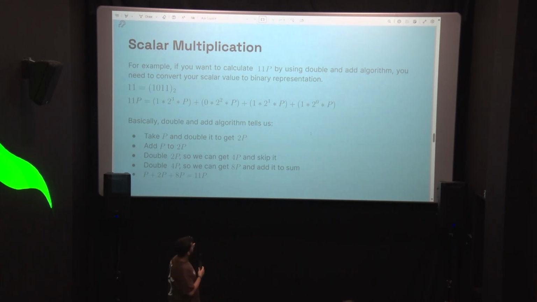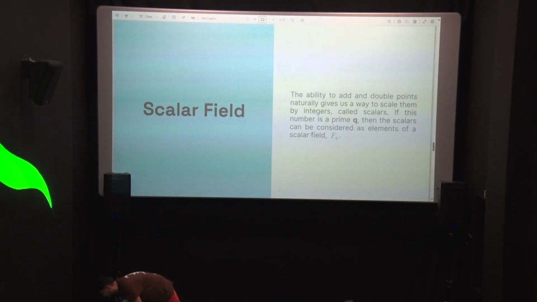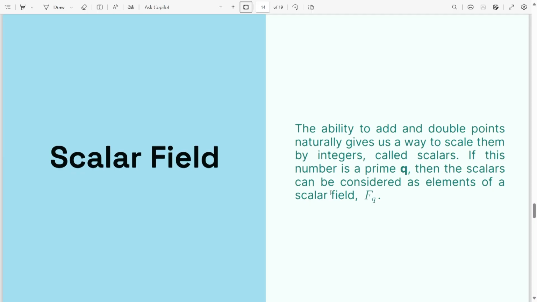This is the basic algorithm, and it's way cheaper than calculating one by one. You can use this double. Double is way cheaper. So you can just calculate any number like this. So this will give us something new, which is our scalar field. These scalar numbers in front of our P, 1, 2, 3, 4, 5, these are new numbers, right? And if they are modulo a prime number, prime q, we call this Fq. This will be your scalar field.